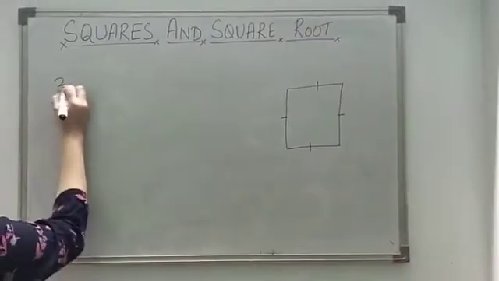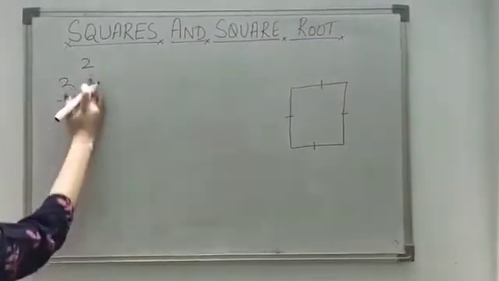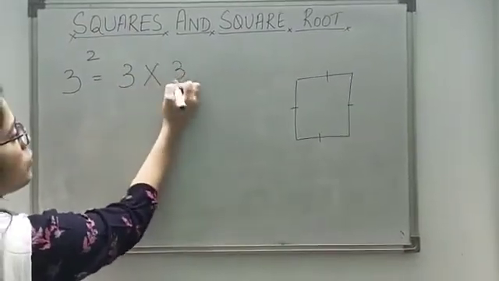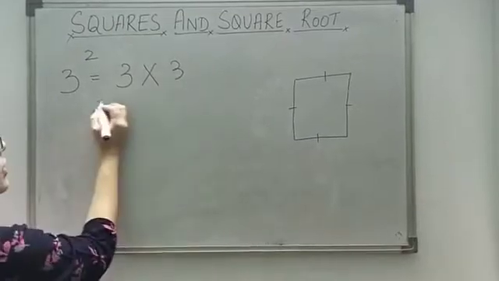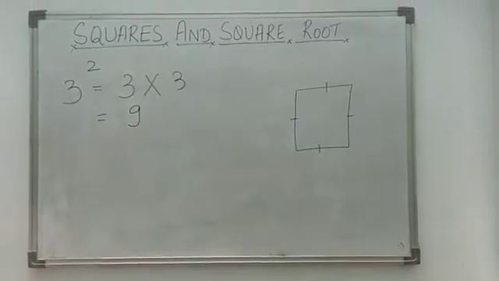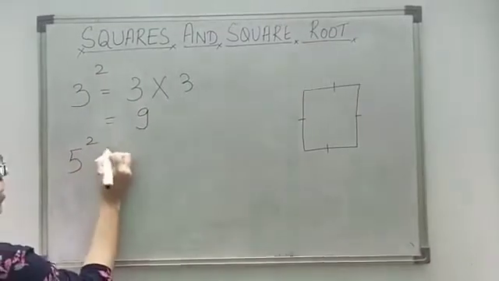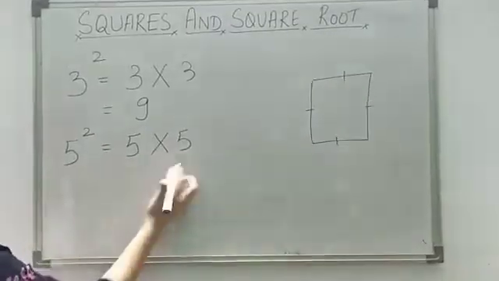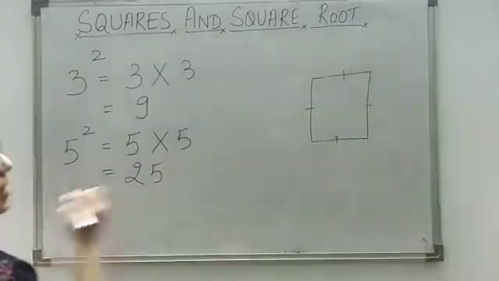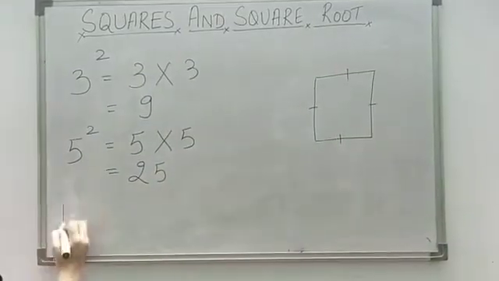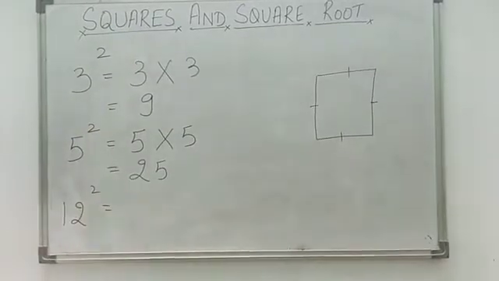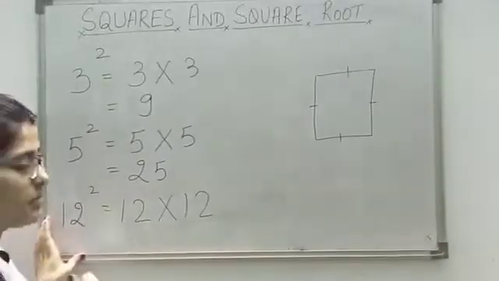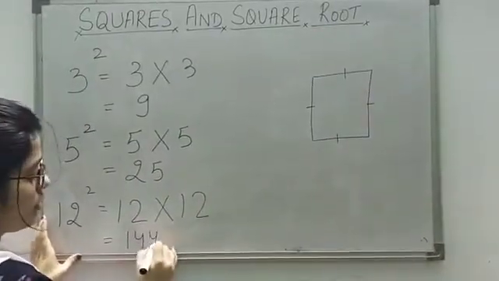If I write 3 square, or 3 raised to the power 2, that means 3 into 3. We have to multiply the number by itself. It will give you 3 3s are 9. Similarly, 5 square means we have to multiply the number by itself, that is 5 into 5, and the answer will be 25. If I take 12 square, 12 square means what? I have to multiply 12 into 12, the same number two times, that will give you 144.